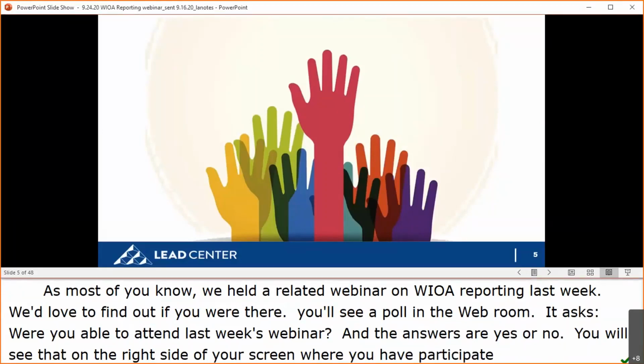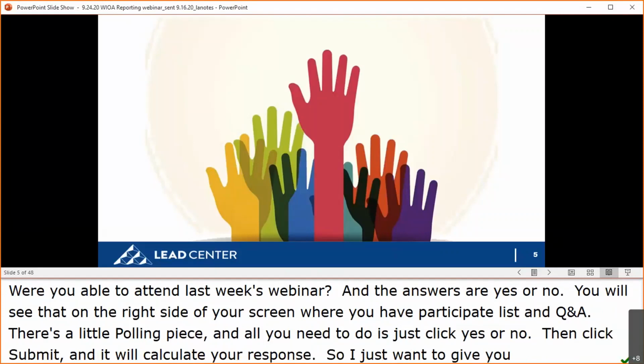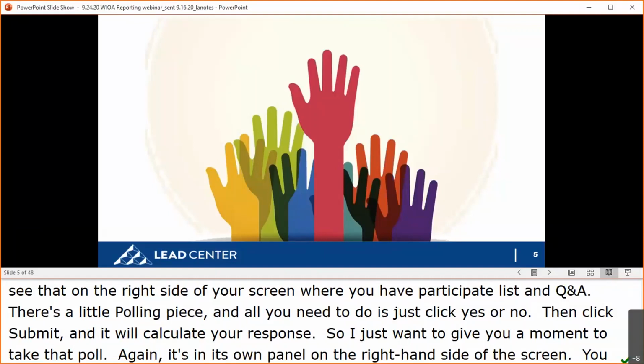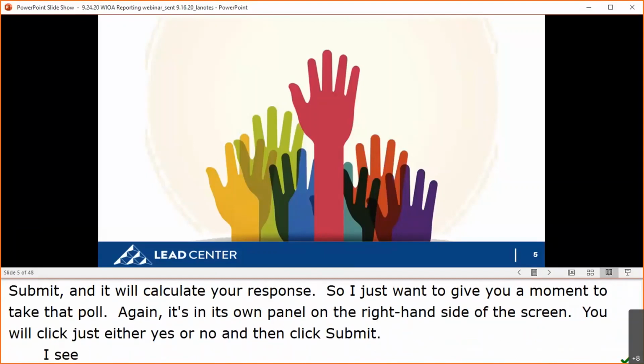There's a little polling piece, and all you need to do is just click yes or no, and then click submit, and it will calculate your response. So I just want to give you a moment to take that poll. Again, it's in its own panel on the right-hand side of the screen. You'll click just either yes or no, and then click submit. And I see we have responses coming in. Gonna wait just another moment. And Jesse, if you could report out on what percentage of people were here last week.